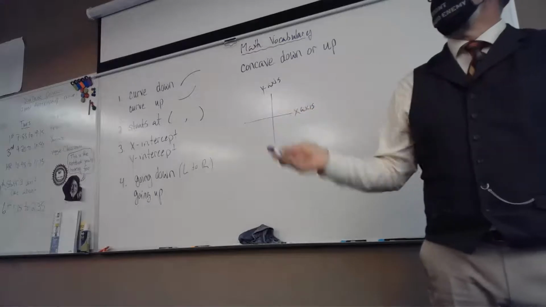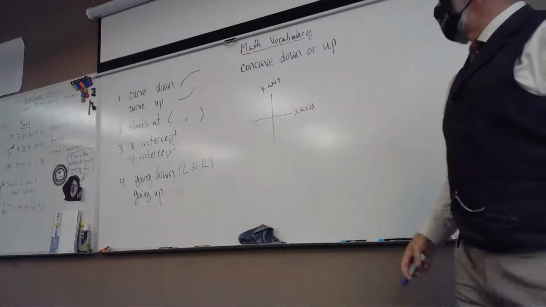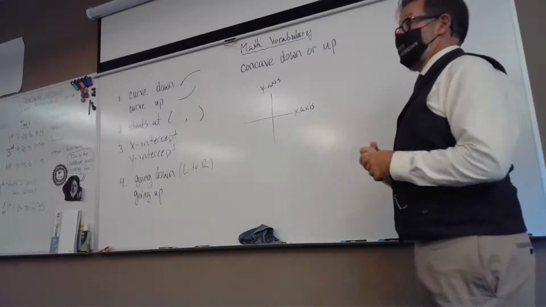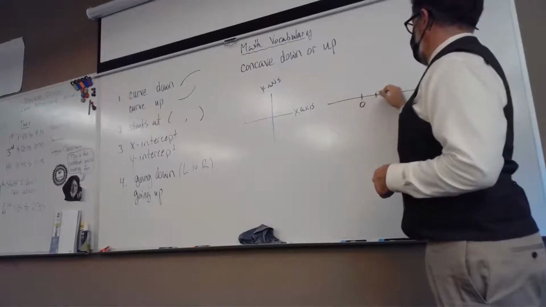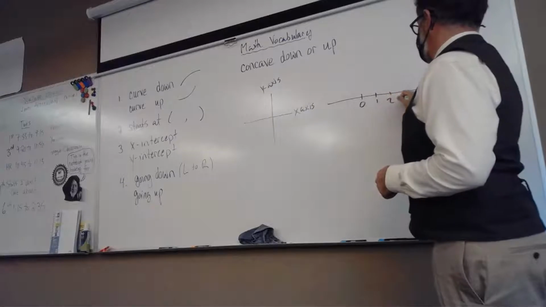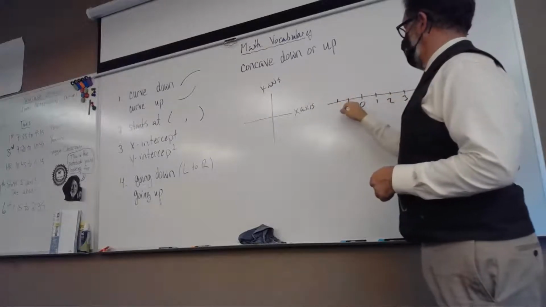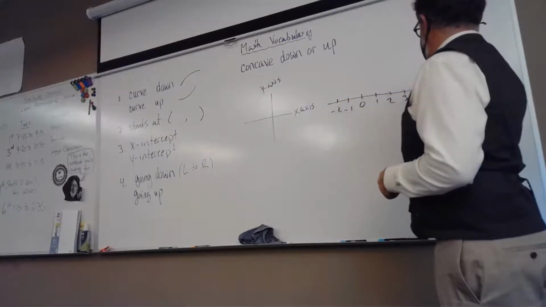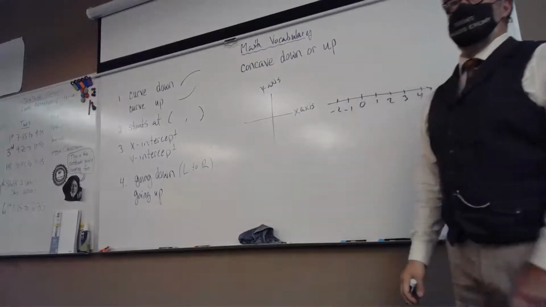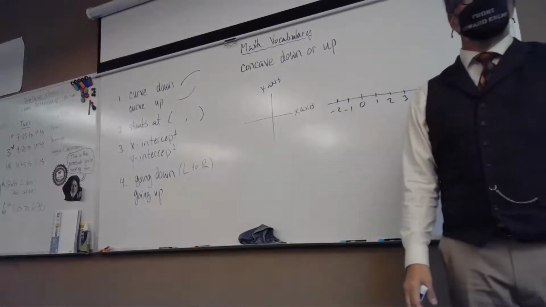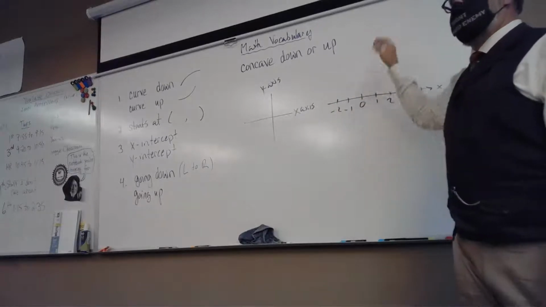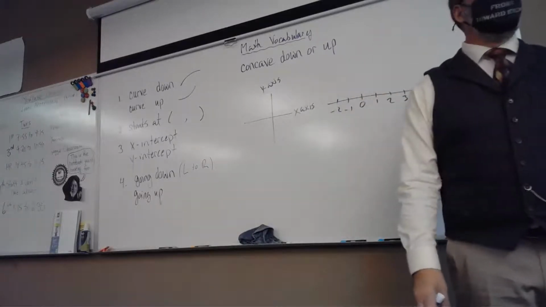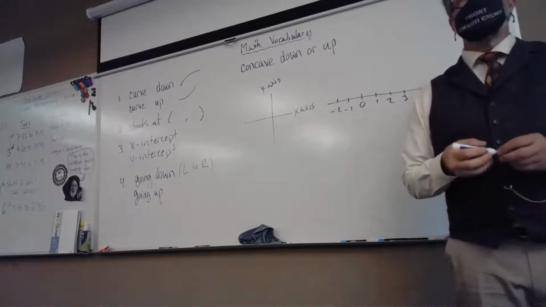One thing you might think about is that the X-axis looks like a number line. And that's really what it is. If you think about number lines, all you're doing when you make a graph is adding a second coordinate to your number line. Okay?